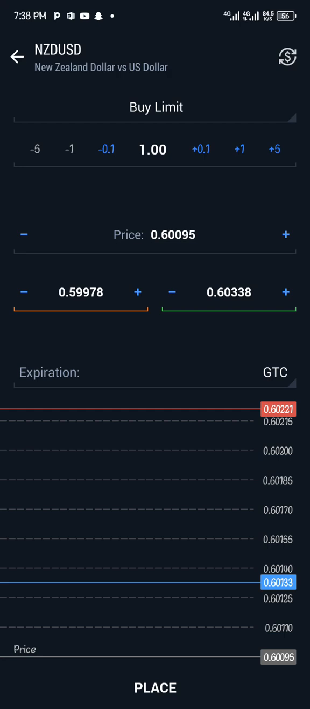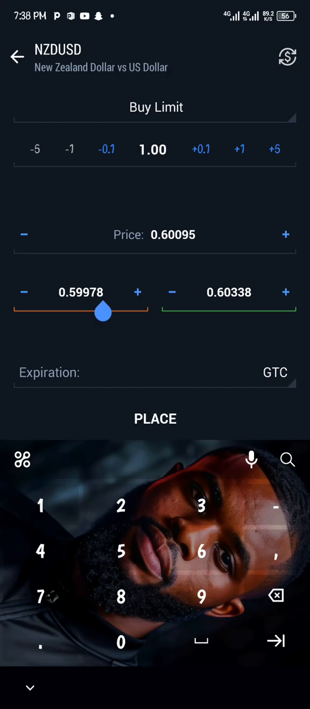Now what you should put here is the limit price. If it's a limit price, okay, unless it's market and you want to buy instantly, then you don't need to put all these things. You just go ahead and buy immediately, provided you have calculated what you expected to lose and what you expected to make, right? Now this here is your SL, stop loss, right?